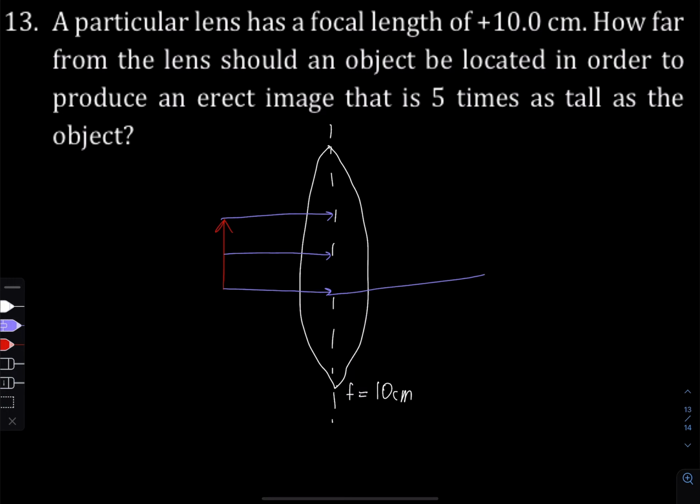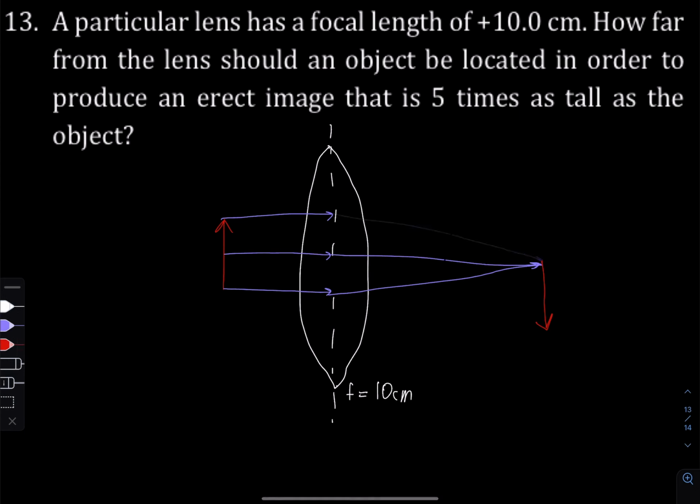And these light rays meet at the same point, and we get an inverted image. They're trying to make an erect image, so this wouldn't work, right?